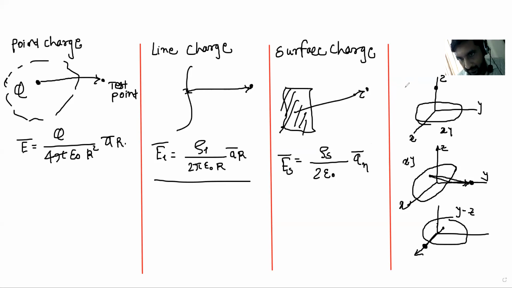The scenario we saw yesterday had the surface charge placed at the XY plane. But you can assume that it may be placed on the XZ plane, or sometimes it may be at the YZ plane, right? So in that case, this vector is always normal to the surface, and hence we will consider this as A bar N, where N represents normal to the surface.